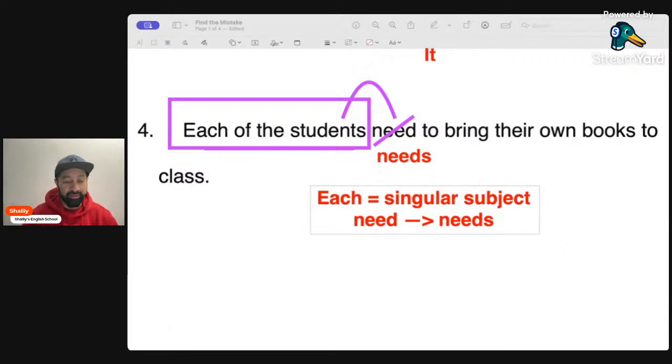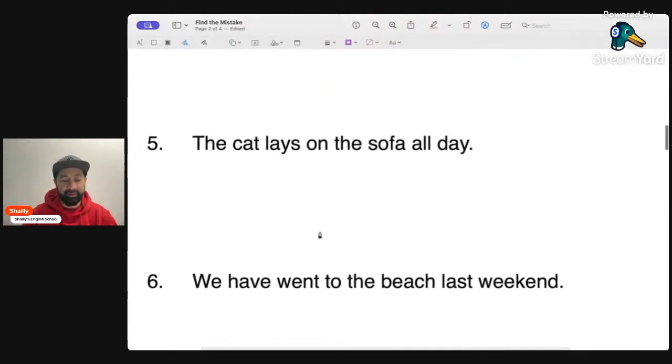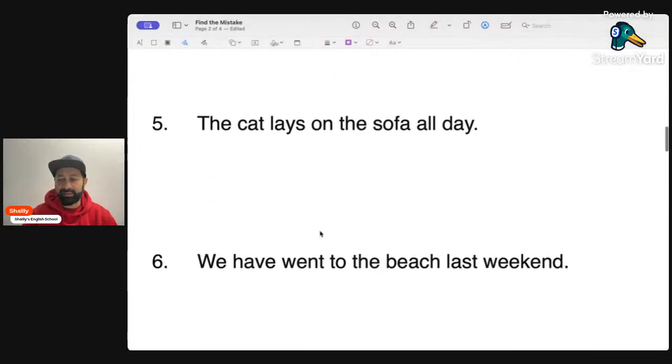Good morning, Supergirl. All right, let's look at number 5. And today's going to be a very short lesson. We're not going to be spending an hour in today's lesson. But let's continue. Number 5 says, the cat lays on the sofa all day. I like this one. This is a difficult one, I think. So what is the answer? Is it correct? Is it incorrect?